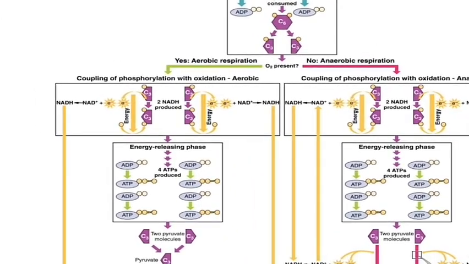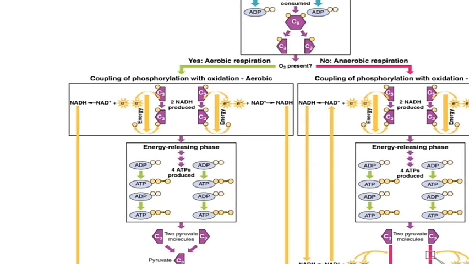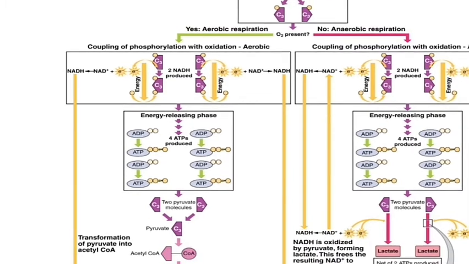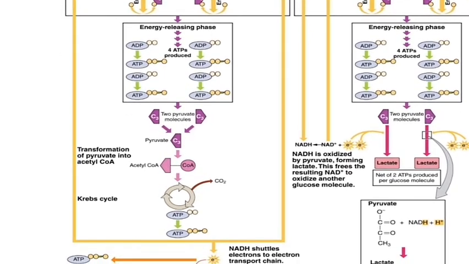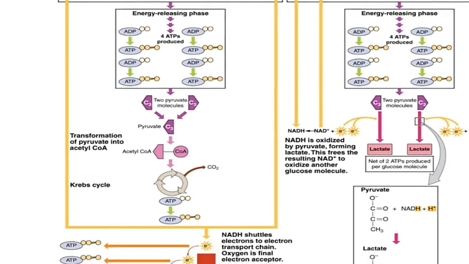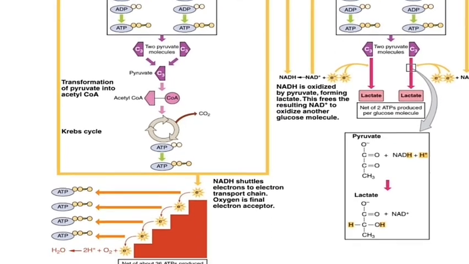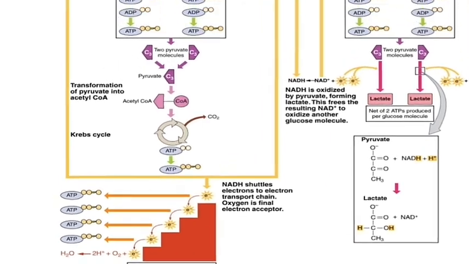Now, in case of presence of oxygen, a different cycle takes place. Due to the presence of oxygen, the pyruvate gets converted to acetyl CoA, which further takes part in the TCA cycle or the citric acid cycle, or we can also say the Krebs cycle, and from that NADH is produced, which further takes part in the electron transport chain or the oxidative phosphorylation, where a large number of ATP molecules are produced.